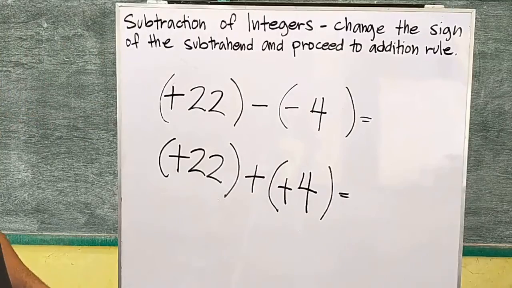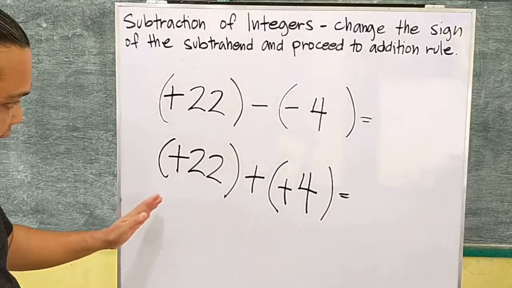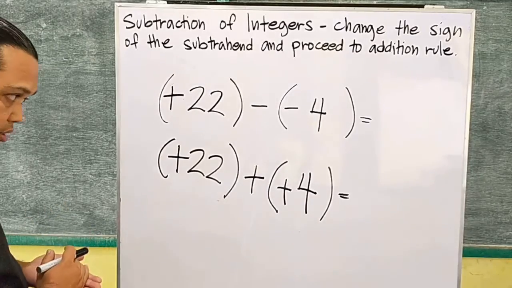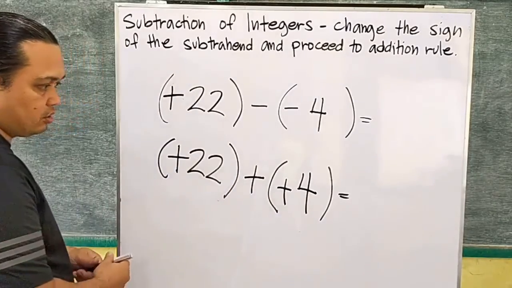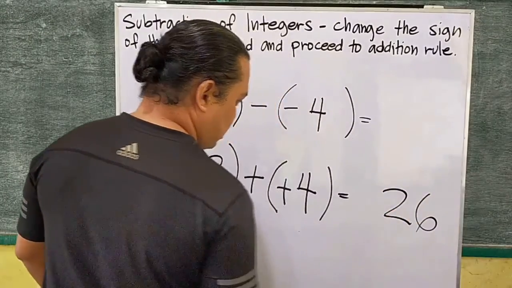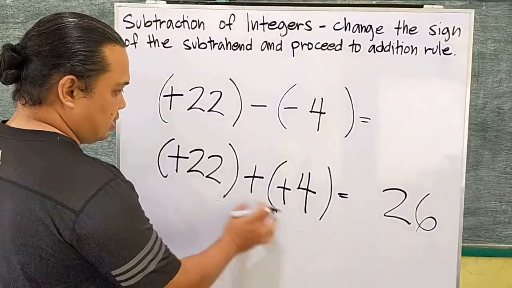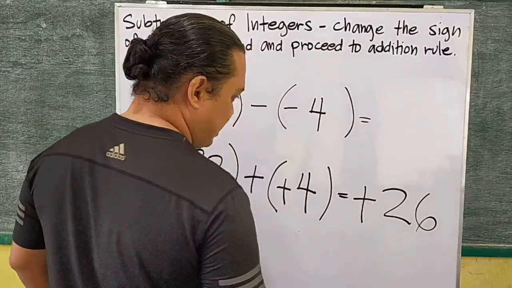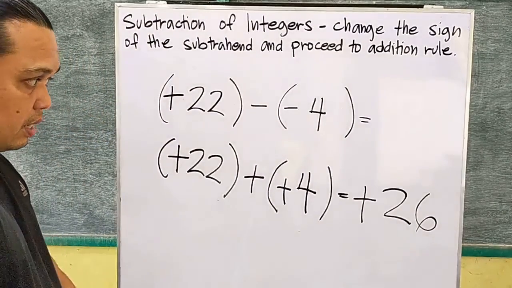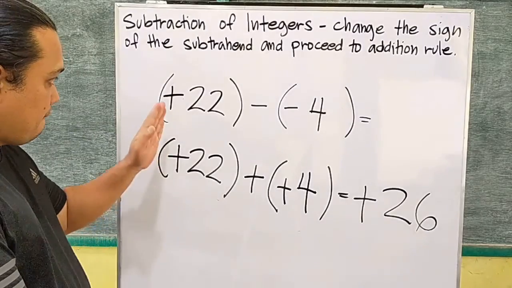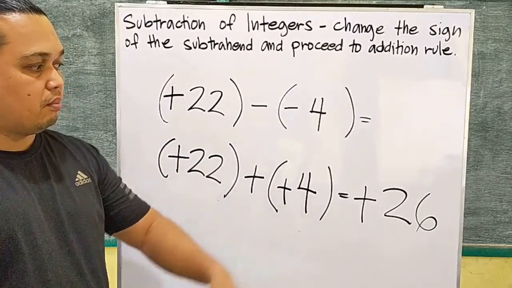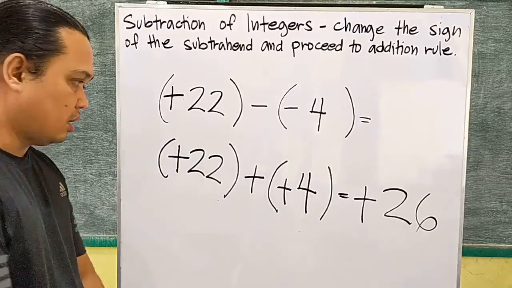So therefore, we are adding like integers. And to add like integers, just add the numbers and copy the sign. Okay, so 22 plus 4, that's 26. And our sign is positive because we are adding both positive integers. So therefore, our answer is positive 26. Positive 22 minus negative 4 is equal to positive 26. Let's have some more examples.